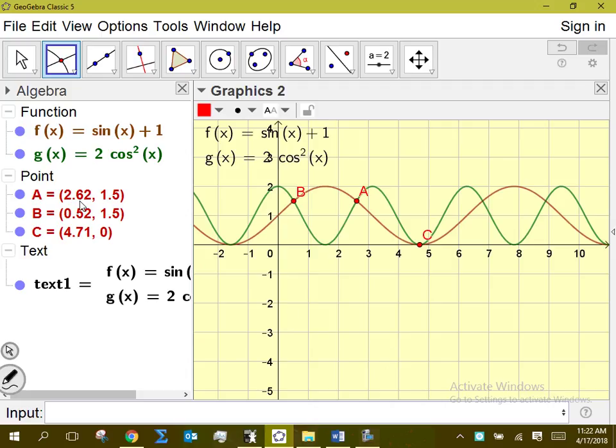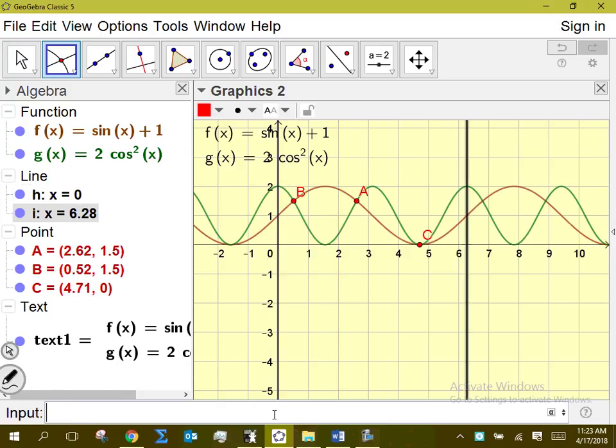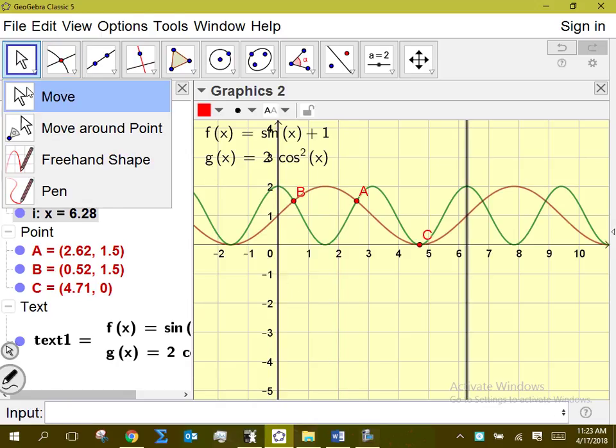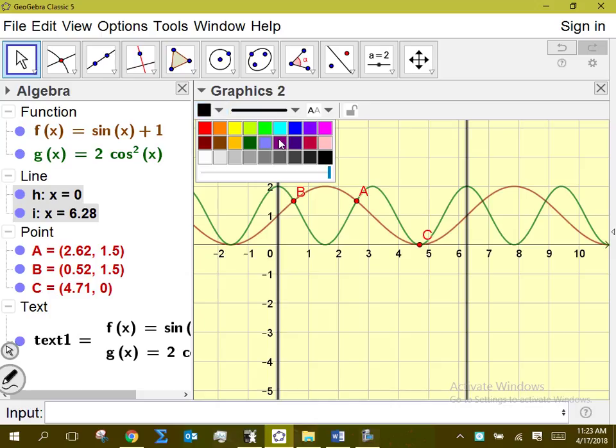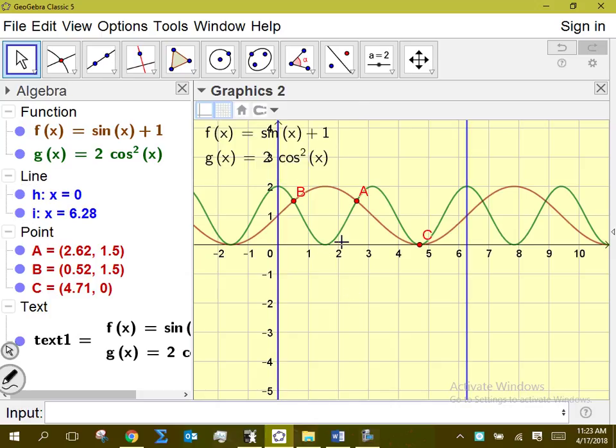So if I look at those, okay, 2.62, that's 5 pi divided by 6 as a decimal. 0.52 is pi over 6 as a decimal. And 4.71 is 3 pi over 2 as a decimal. And you see then that those are between, if we look at x equals 0 and x equals 2 pi, those two blue vertical lines. So that means that those are the only 3 solutions in the interval 0 to 2 pi.